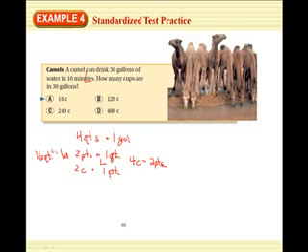How many cups are in 30 gallons? I'm going the wrong way. How many cups? 4 quarts, 16, 32.